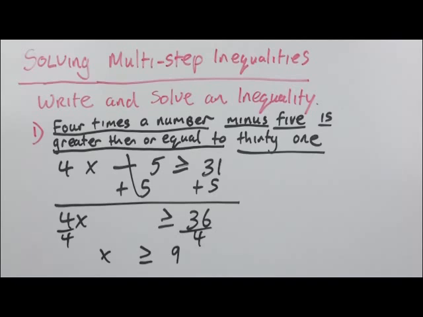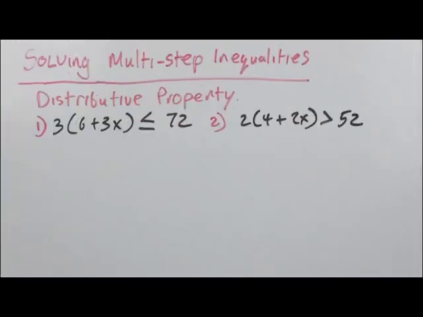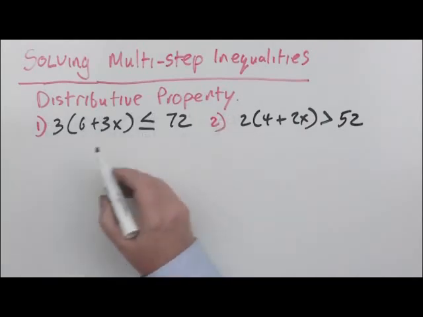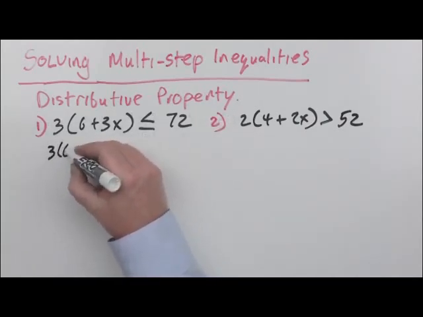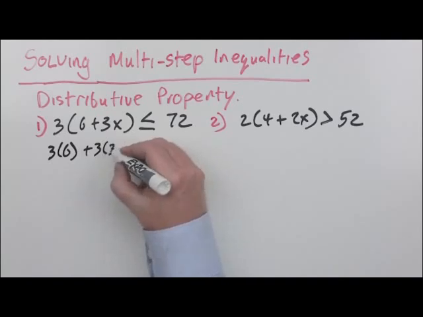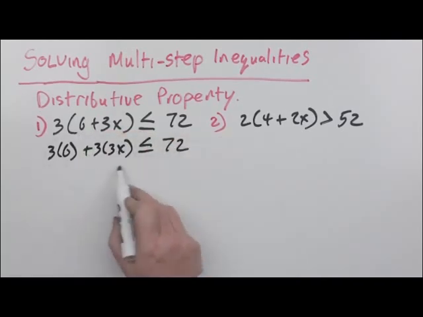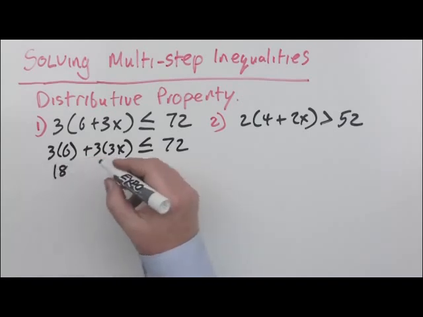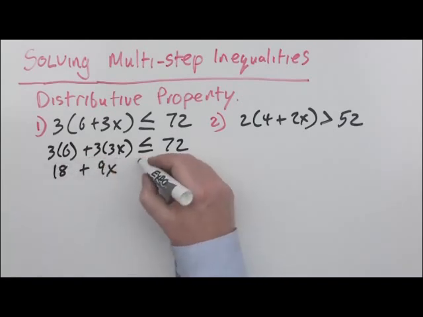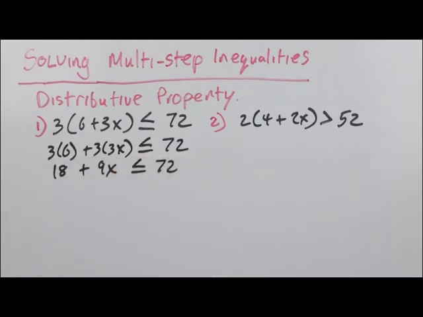Great. Now let's look at some problems with the distributive property. They work just the same as in equations. First, I've got to distribute the 3 into 6, and 3 into 3x, is less than or equal to 72. So that would be 18 plus 9x is less than or equal to 72.